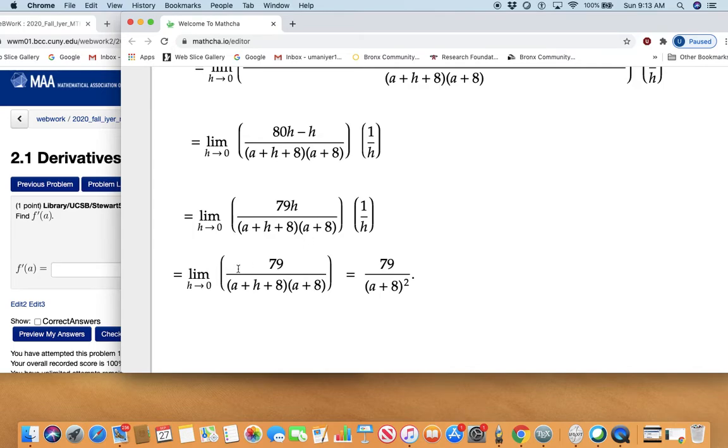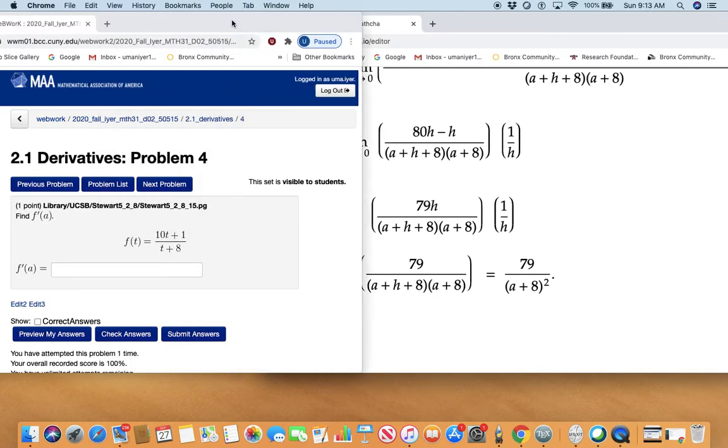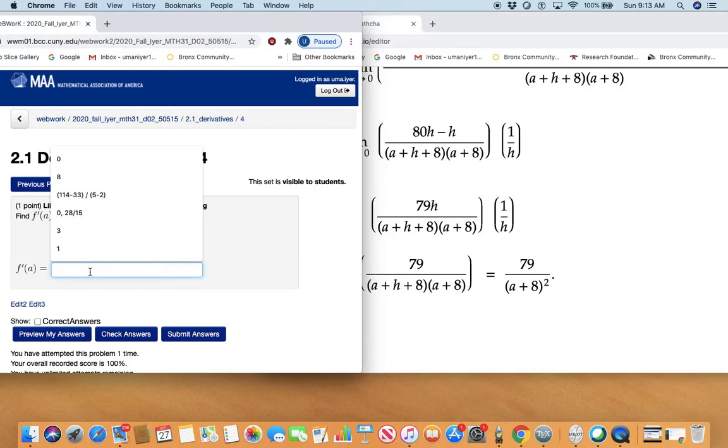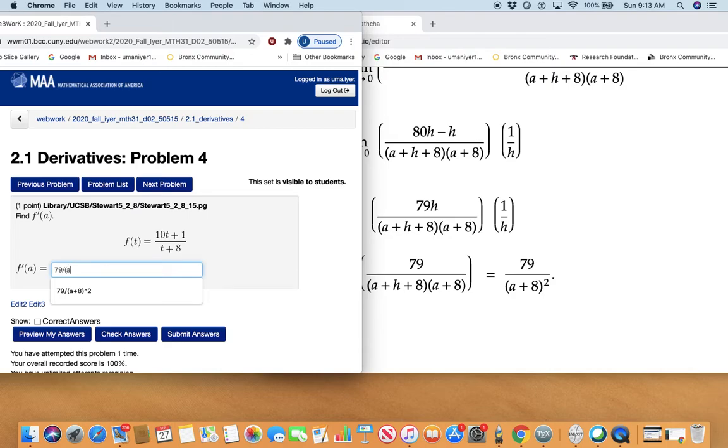I'm letting h go to 0, and that goes to 0. So I get 79 over (a plus 8) quantity squared. 79 over (a plus 8) quantity squared.